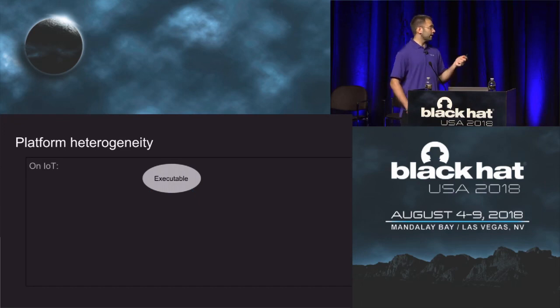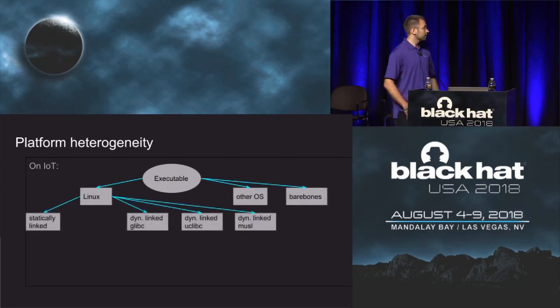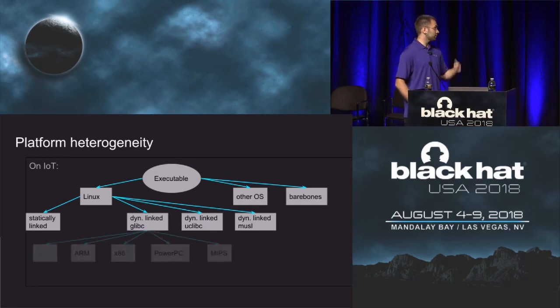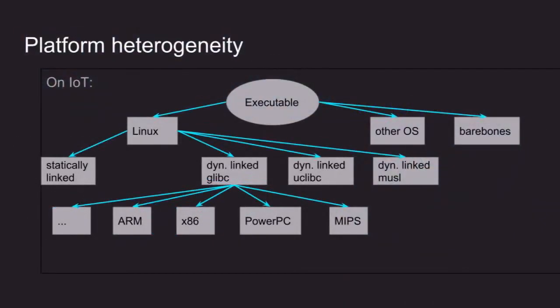If I want to run an IoT binary, then of course first there are different operating systems. We are only interested in Linux. On Linux, the binary can be statically linked or dynamically linked against glibc, uclibc, and musl. And as I said before, for each of those you need a different system image. Then the binary can be for different processor architectures: ARM, PowerPC, MIPS, x86, or something else.